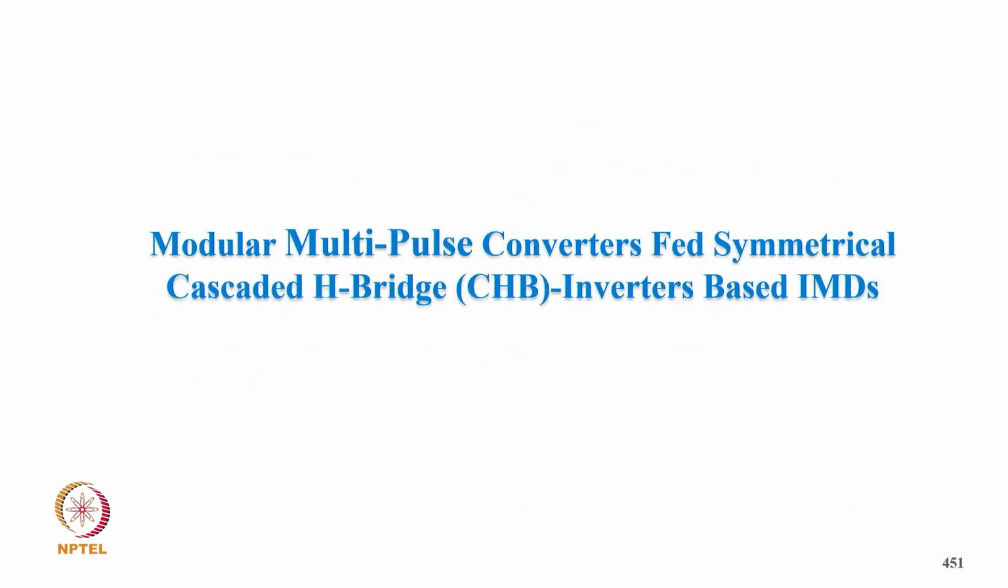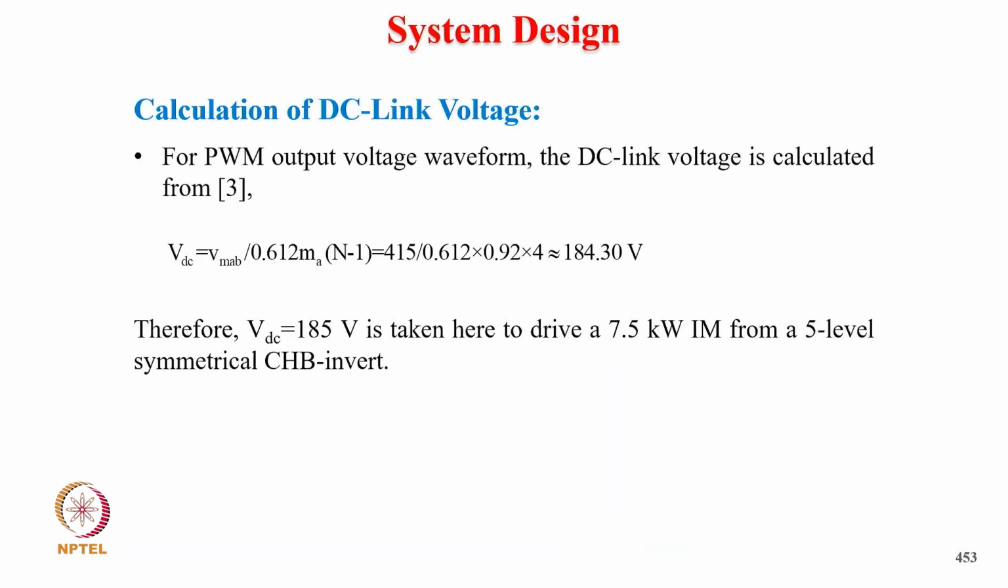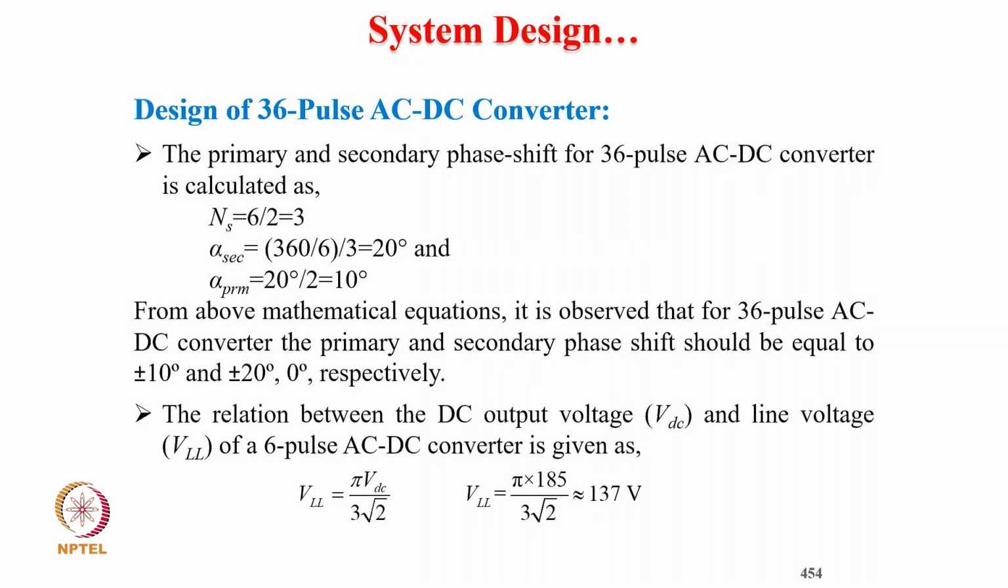Now coming to the modular multi-pulse converter fed symmetrical cascaded H-bridge inverter based induction motor drive. So this is the schematic diagram of a 36 pulse AC/DC converter fed 5 level symmetrical cascaded inverter fed induction motor drive. Coming to calculation of DC link voltage, for the required output, the DC link voltage is calculated as VDC equal to VMAX divided by 0.612 into (M minus 1). It comes to 184.3 volt, and therefore VDC equal to 185 is taken here to drive a 7.5 kilowatt induction motor from a 5 level symmetrical cascaded bridge inverter.